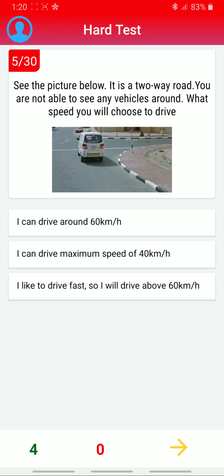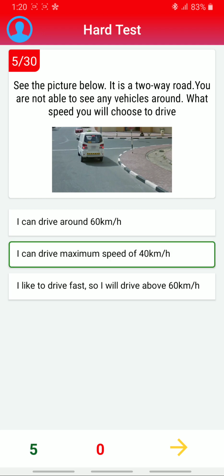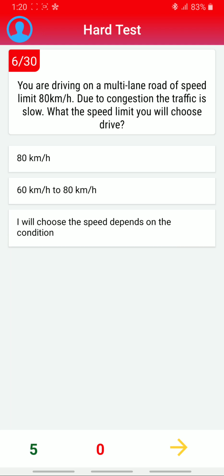Question number 5. See the picture below. It's a two-way road. You are not able to see any vehicle around. What speed will you choose to drive? So in this case, if there is no car in the junction or where you want to pass, the speed limit will always be maximum up to 40. Okay, the second option is correct.